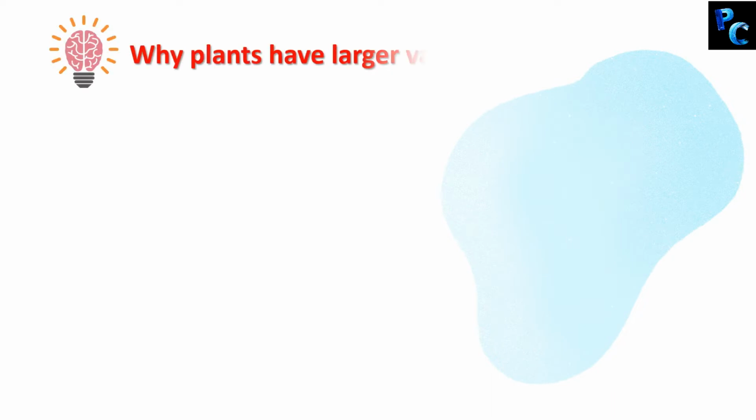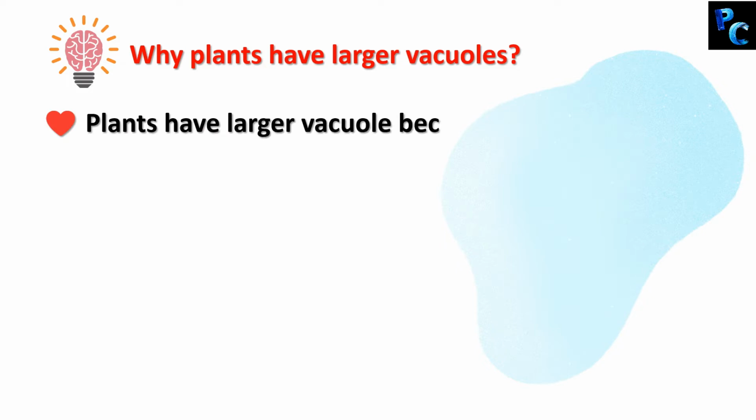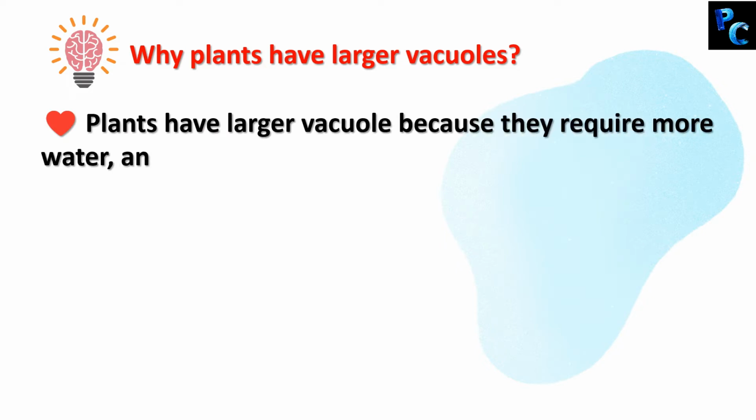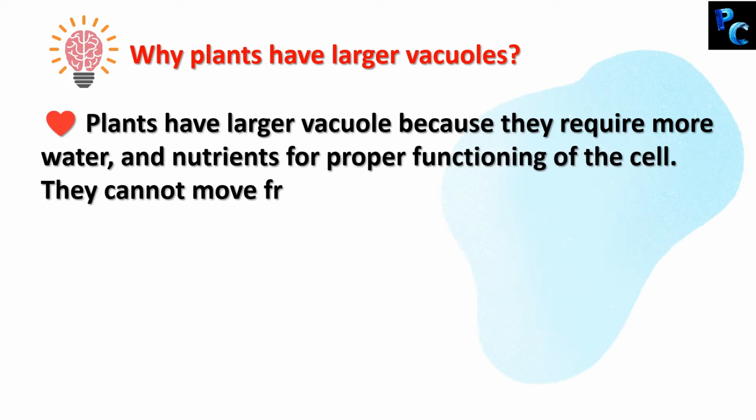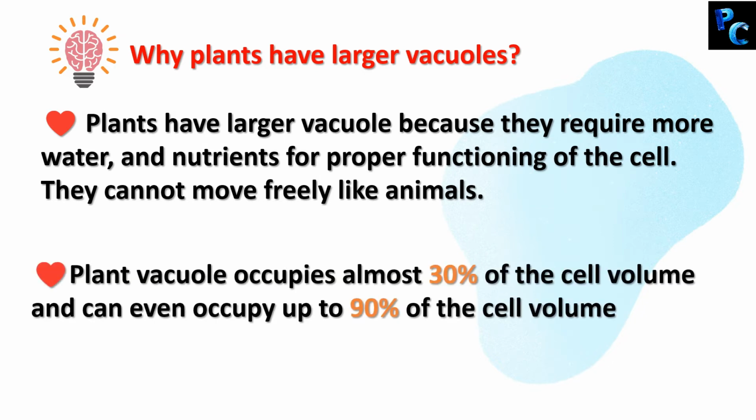Now, do you have any idea why plants have large vacuoles? Plants have large vacuoles because they require more water and nutrients for proper functioning of the cell. They cannot move freely like animals, so they cannot go for water from one place to another when water is not there. So they store the water and the nutrients inside the vacuole. Plant vacuoles occupy almost 30% of the cell volume and can even occupy 90% of the cell volume. So can you imagine how big plant vacuoles are and how important they are for the plants?